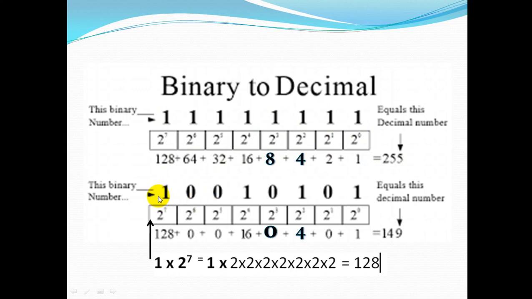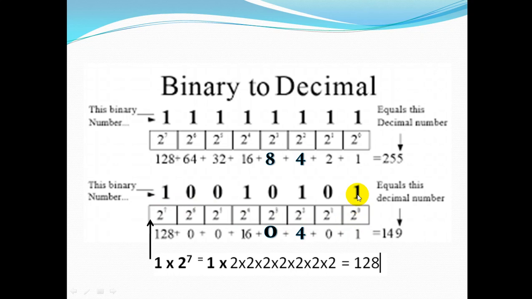Now let's look at the second example. You have 1 0 0 1 0 1 0 1. By the time you put 2 raised to power 0, which is the 0 position, then the first position, second position, third, fourth, fifth, sixth, and the seventh position, you have 2 raised to power 0, 2 raised to power 1, like that, to 2 raised to power 7.